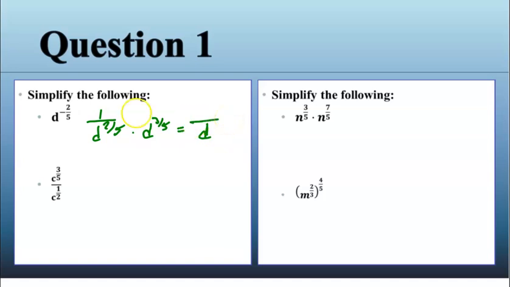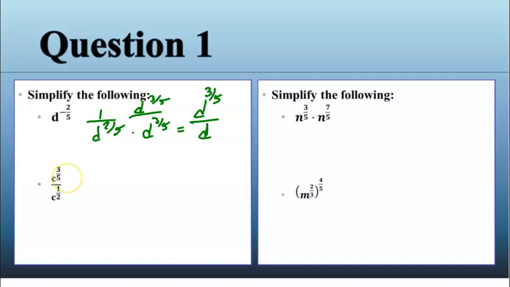But whatever I do in the denominator, I have to do in the numerator. So multiply the top by d to the 3/5 power. And d to the 3/5 times 1 is d to the 3/5. So my final answer would be d to the 3/5 divided by d.